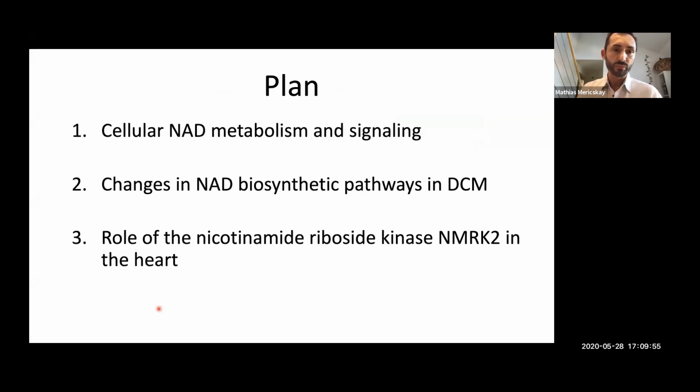So today I will talk about cellular metabolism and signaling, and then I will tell you how these NAD biosynthetic pathways are altered. There are changes occurring in these pathways in the context of dilated cardiomyopathy. And then I will more specifically develop a topic on some of our most recent and unpublished results on the role of the nicotinamide riboside kinase, NMRK2, in the heart, which is one of the components of these biosynthetic pathways.